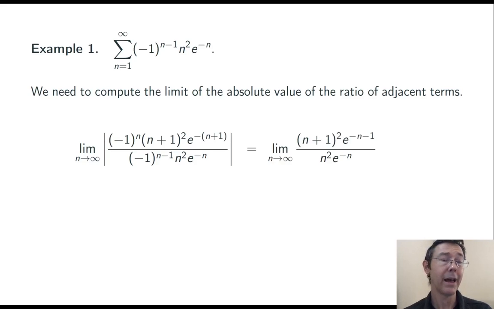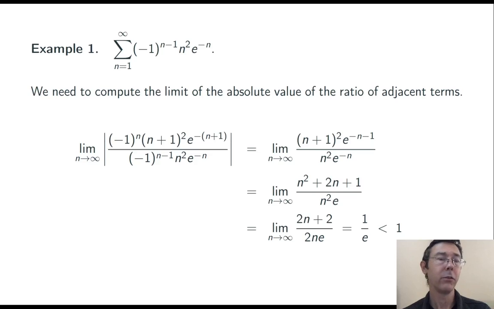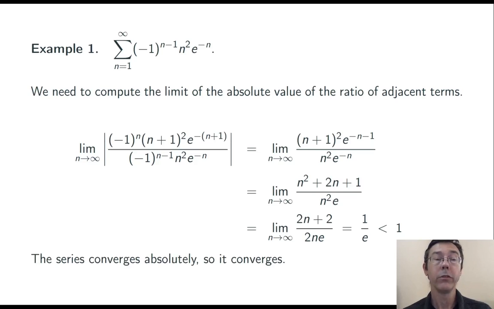Now, of course, the absolute value is going to kill all those powers of negative 1. Also, we're going to immediately get a simplification with the e to the negative n minus 1 over e to the negative n. We're left with a single factor of e in the denominator. This is an infinity over infinity form, so let's use L'Hopital's rule, differentiate the top and differentiate the bottom. Do it again. Overall, we get 1 over e. That's less than 1. Therefore, the original series converges absolutely by the ratio test and therefore converges.